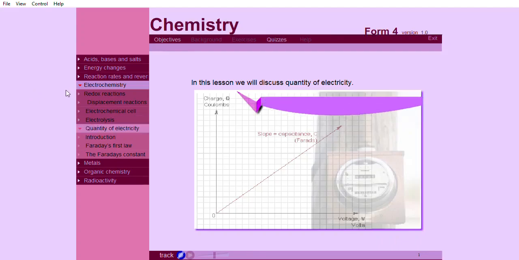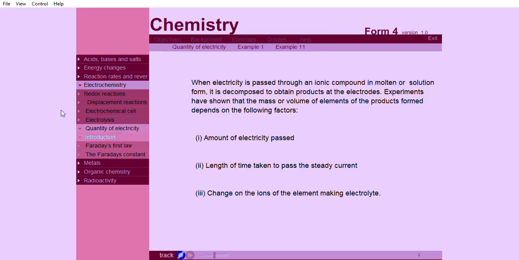In this lesson, we will discuss quantity of electricity. When electricity is passed through an ionic compound in molten or solution form, it is decomposed to obtain products at the electrodes. Experiments have shown that the mass or volume of elements of the products formed depends on the following factors: amount of electricity passed, length of time taken to pass the steady current, and charge on the ions of the element making the electrolyte.